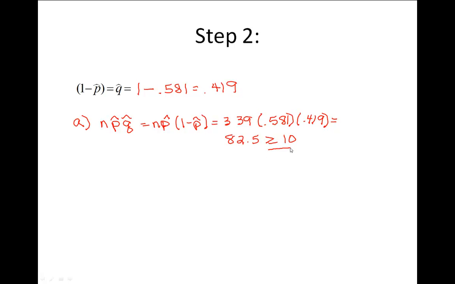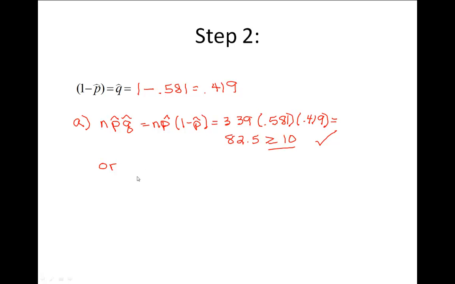And this greater than or equal to 10 is a constant. It always must be greater than or equal to that 10. If that's the case, then we meet the requirement that it's bell enough.